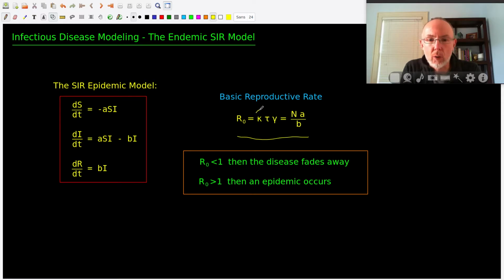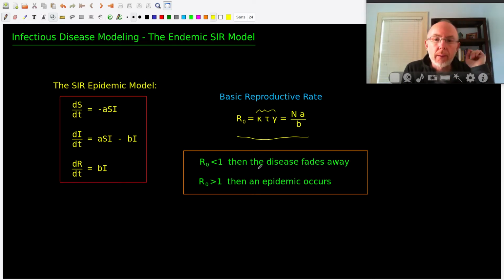The basic reproductive number is defined in terms of the constants A and B. Remember, it involves these basic quantities of the epidemic: the number of contacts in the population, the probability of spread, and the average length of sickness. It can be expressed in terms of A and B and N, which is the total size of the population. And we found that if R0 is less than 1, the disease is going to fade away exponentially quickly.